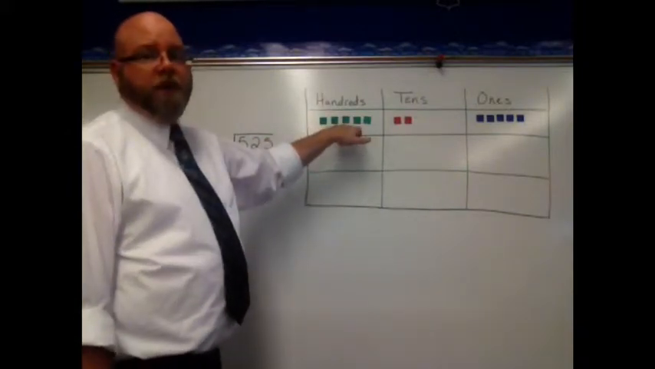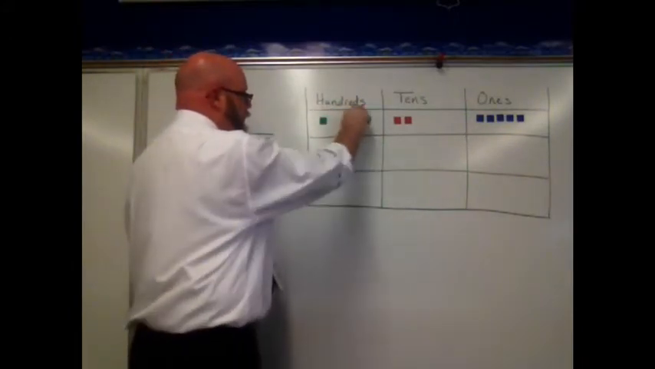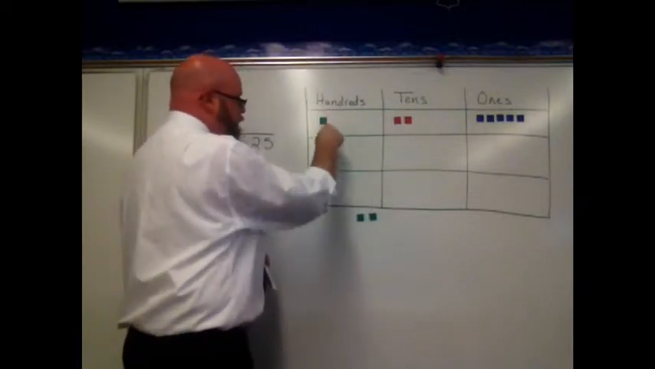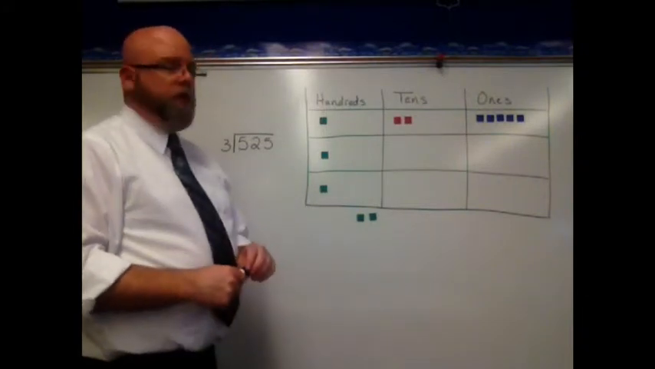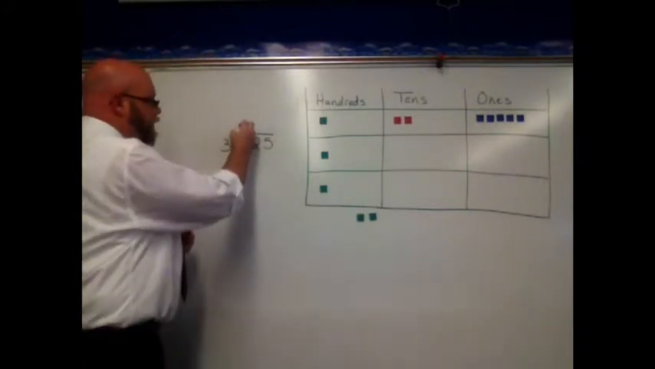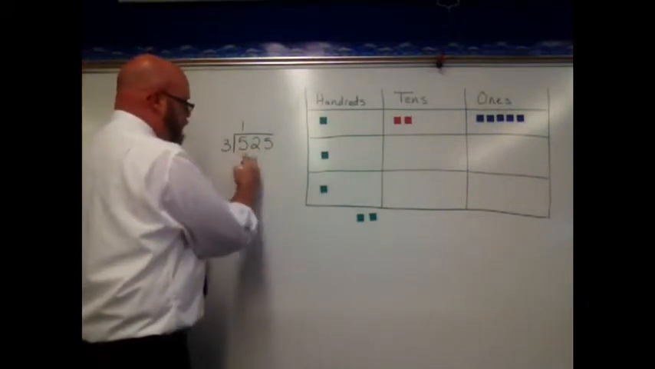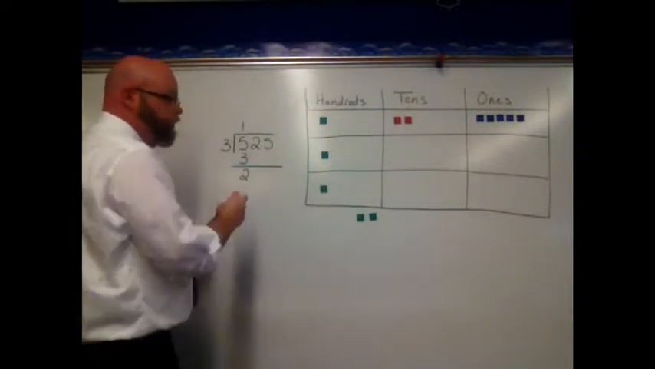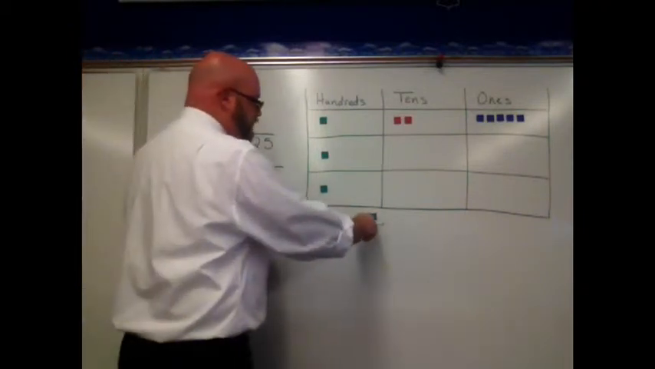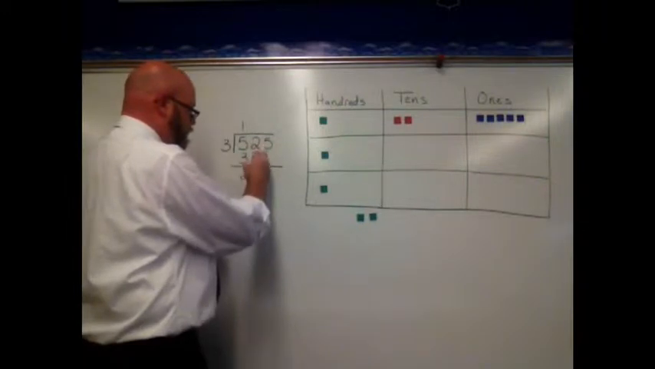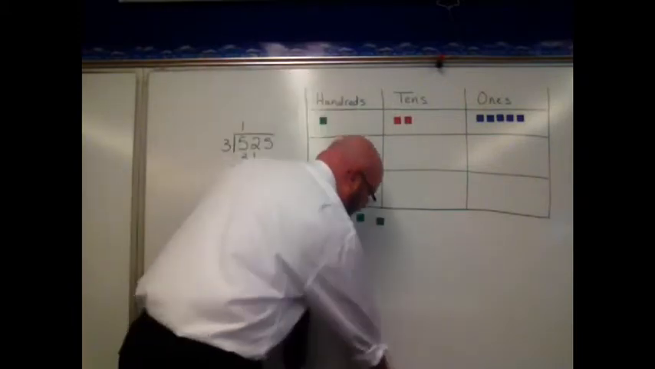I'm going to start by dividing my 500s into 3 different groups. I can put into each group 100, but then I have 2 left over. So I have 1 above the hundreds place. That gives me a total of 3 hundreds, but I have 2 left over. Well, I'm going to exchange these 2 for 10s. Well, each 100 is 10 10s.